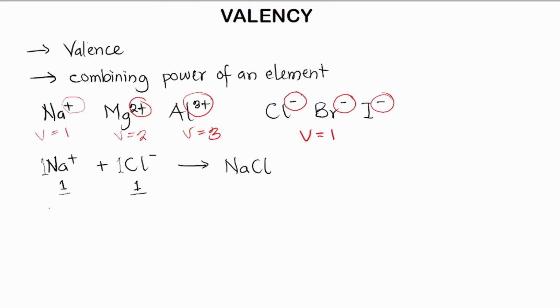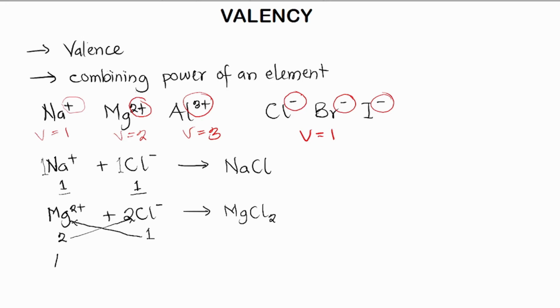Our second example, let's consider magnesium. If magnesium were to combine with chlorine to give magnesium chloride, because the valency of magnesium is 2 and the valency of chlorine is 1, it implies that we would need 2 chloride ions to combine with 1 magnesium ion to give magnesium chloride. 2 chloride ions is needed because the valency of magnesium is 2, while 1 magnesium ion is needed because the valency of chlorine is 1.